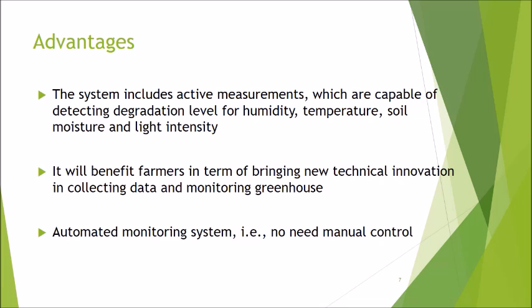The following are the advantages of the proposed approach. First, the system includes active measurements which are capable of detecting degradation level of humidity, temperature, soil moisture, and light intensity. It will benefit farmers in terms of bringing new technical innovation in collecting data and monitoring the greenhouse. The system will be an automated monitoring system, which means that there will be no need of manual control.